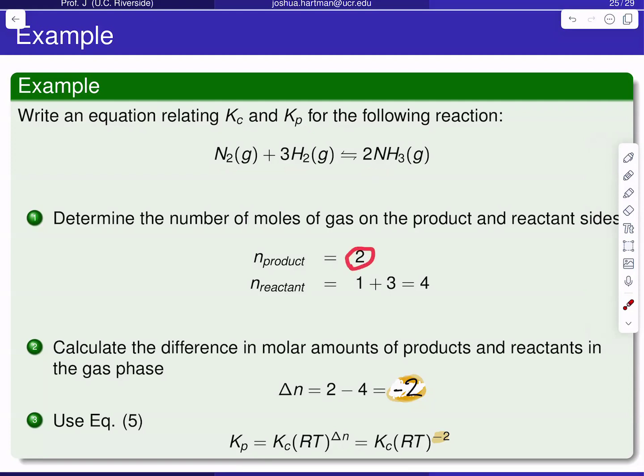Now, products has 2 moles, right? We've got 3 plus 1 for our reactants. So the delta N is going to be products 2 minus reactants 4, or minus 2. So now Kp is going to be equal to Kc (RT) raised to the minus 2 power.